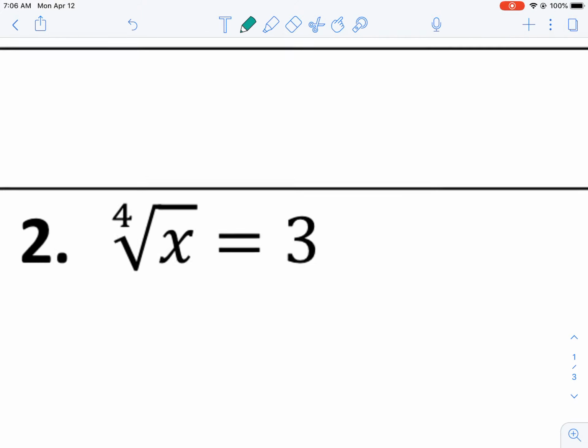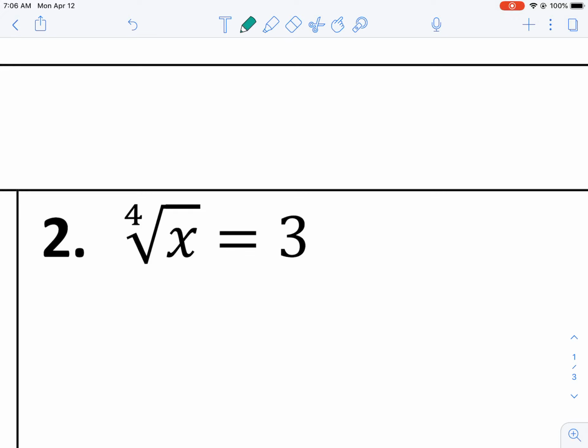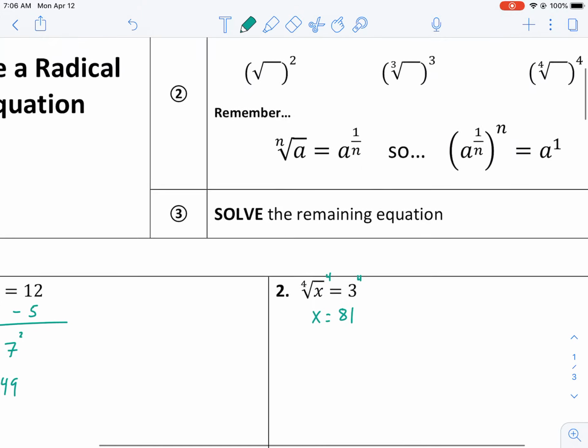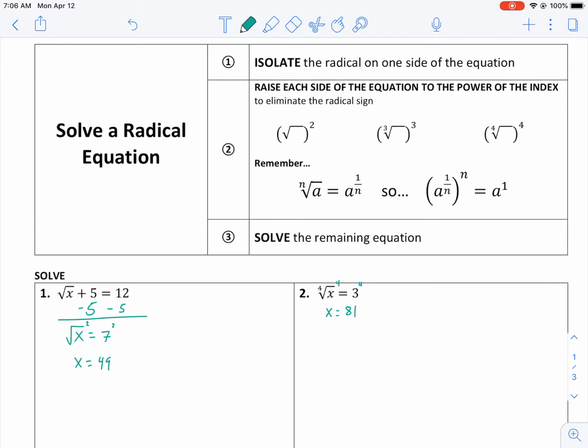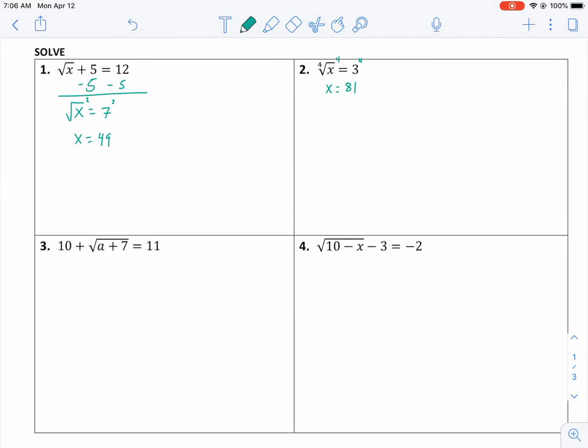Let's look at this one real quick. This one's a fourth root. So we're going to go to the fourth power. So x equals whatever 3 to the fourth is, and I believe that's 81. So these first two, not that difficult.